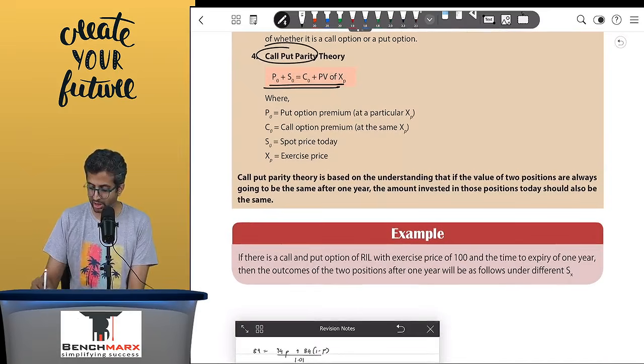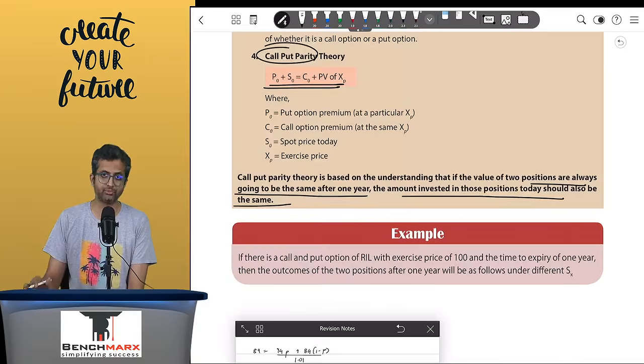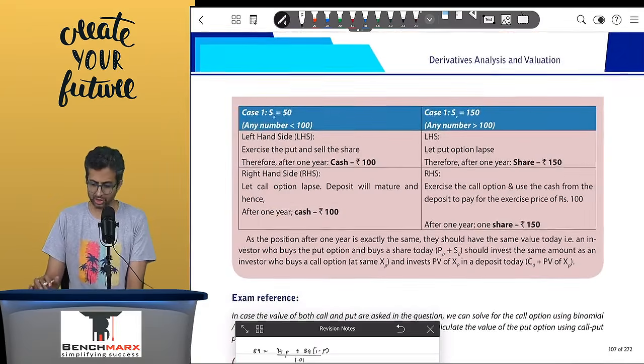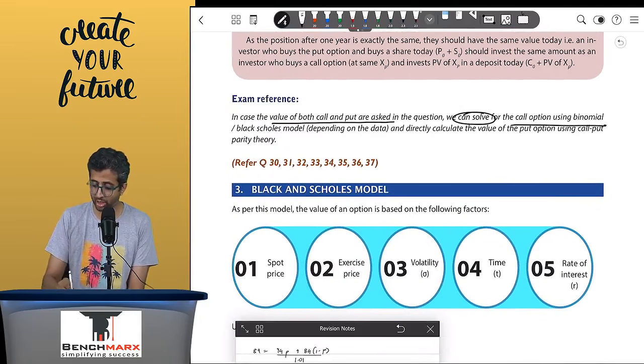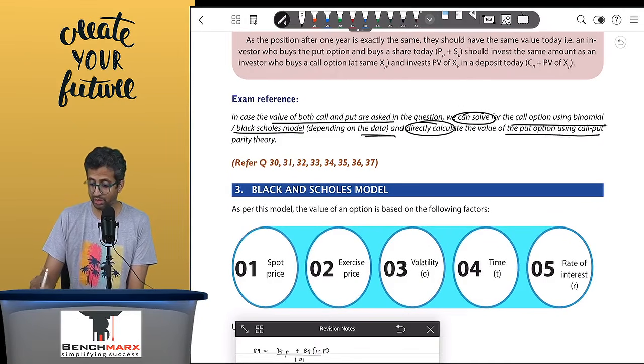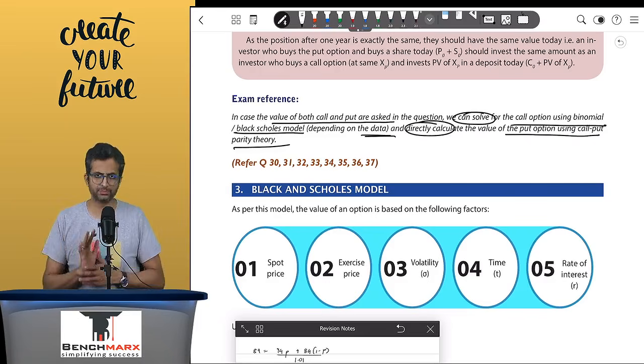The call put parity theory is based on the understanding that positions are always going to be same after 1 year. The amount invested in this position today should also be the same to ensure that there is no arbitrage possibility. For exam reference, in case the value of both call and put are asked in the question, we can solve for call option using binomial or Black-Scholes model depending on the data, and then directly calculate the value of the put option using the call put parity theory.